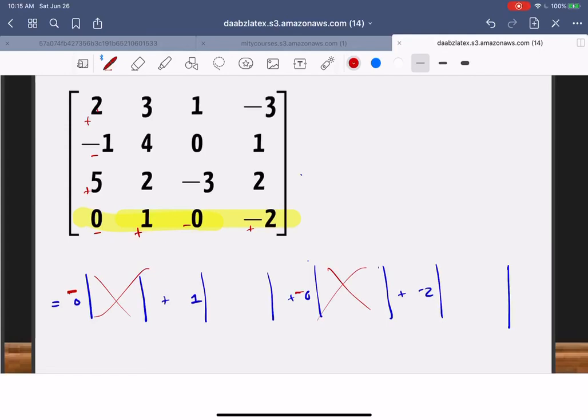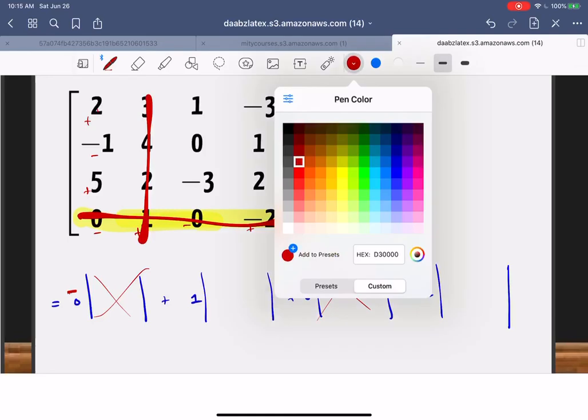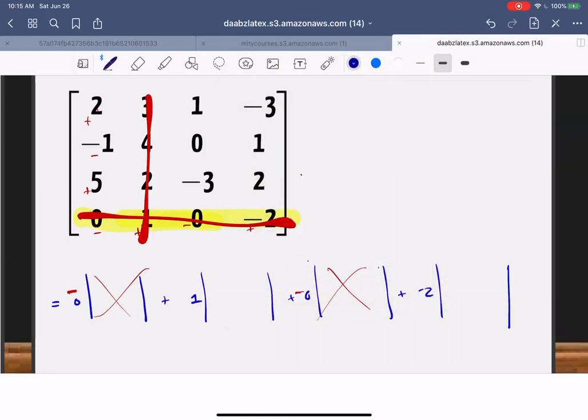Now for the 1 here, I'm going to be careful and cross out row and column. So for the 1, I'm going to cross out this row and that column. And that's going to give me a submatrix. The submatrix that I get would be a 2, a 1, and a -3, a -1, a 0, a 1, a 5, a -3, and a 2. Okay? I'm looking at this submatrix here, the one that's left over.